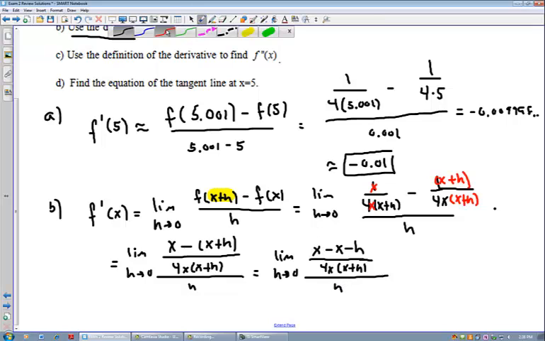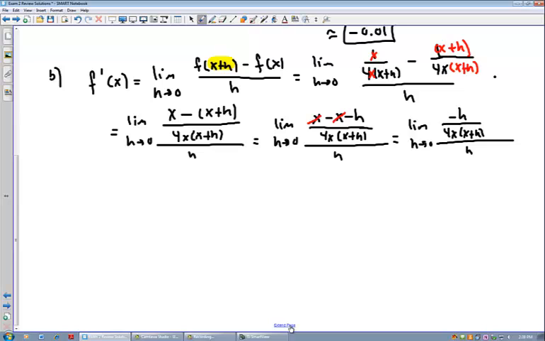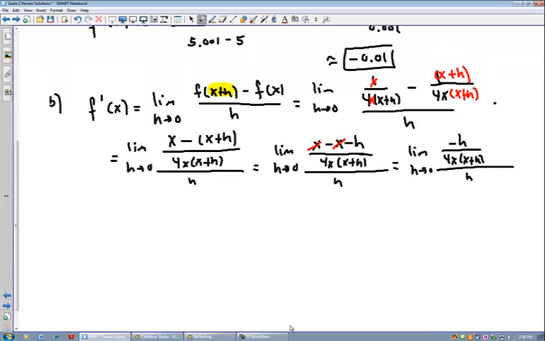And so I see now the reason why I found a common denominator is because I knew something would cancel, and so these x's cancel, and I'm left with this being equal to the limit as h goes to 0. And then I have a negative h on top, a 4x, and x plus h on the bottom. And then that's all divided by h. And so on top, my algebra is basically done.